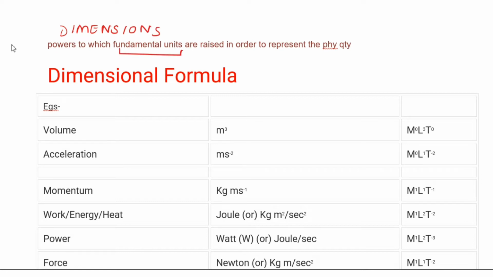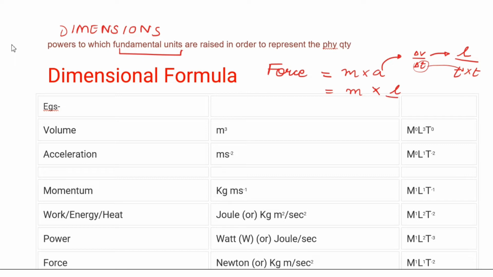Let's take force. Force is mass into acceleration. So what can acceleration be written as? Change in velocity by change in time. Velocity can again be written as length by time. There's already a t in the denominator in the acceleration term, so it becomes length by time square. What are we doing? We are bringing the term into terms of the fundamental quantities. That is our aim. So when you solve, you will get M L T power minus 2.